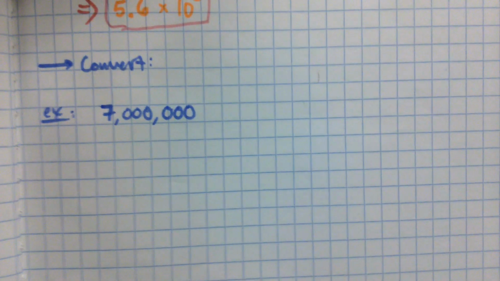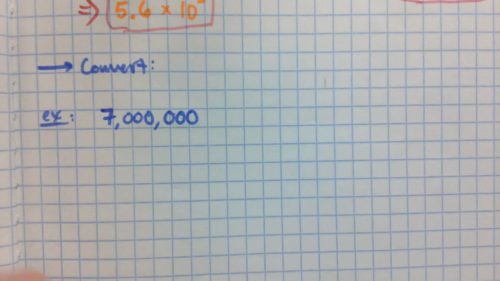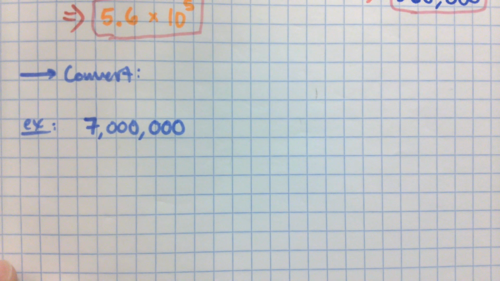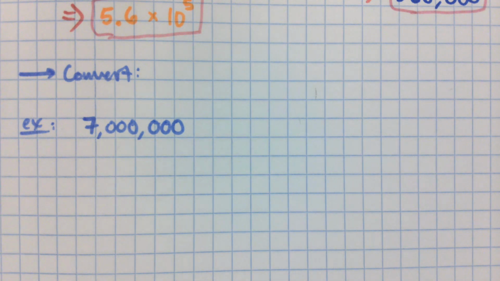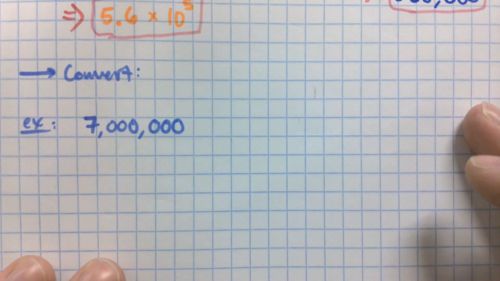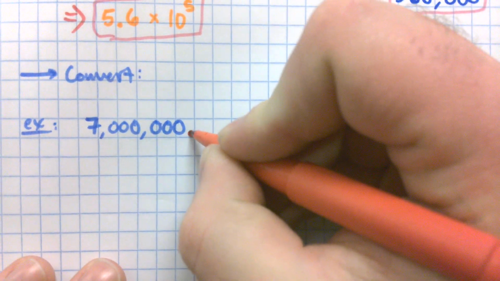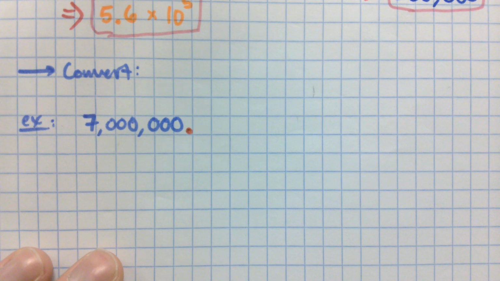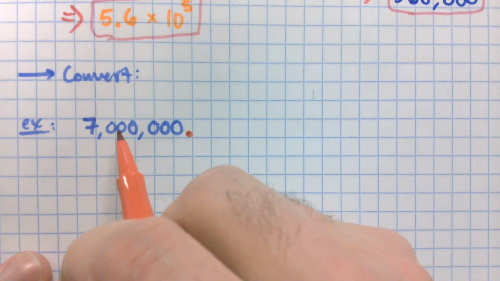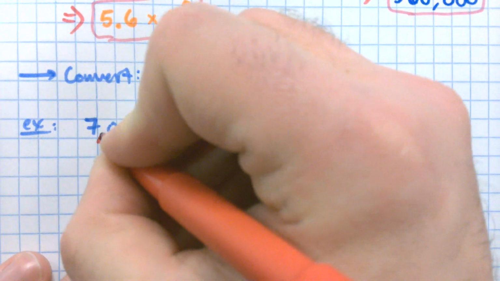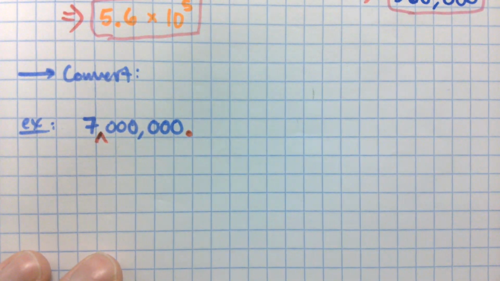All right. So for our first example, we're going to convert 7 million. Is that number in standard notation or in scientific notation? Standard. So obviously we're going to convert it to scientific notation. Where's my decimal at currently? At the very end. Where do we want it to end up? In between 7 and 0. Right in there.